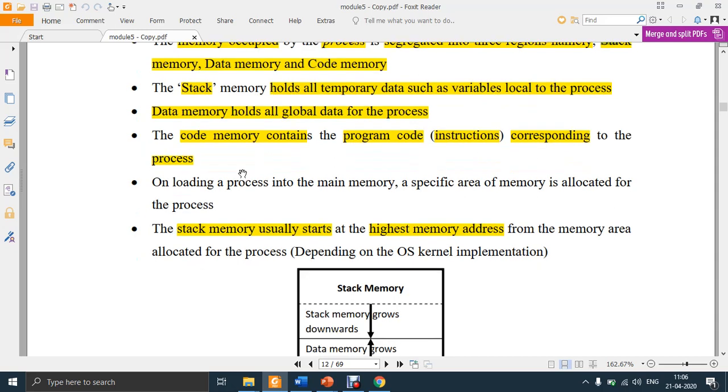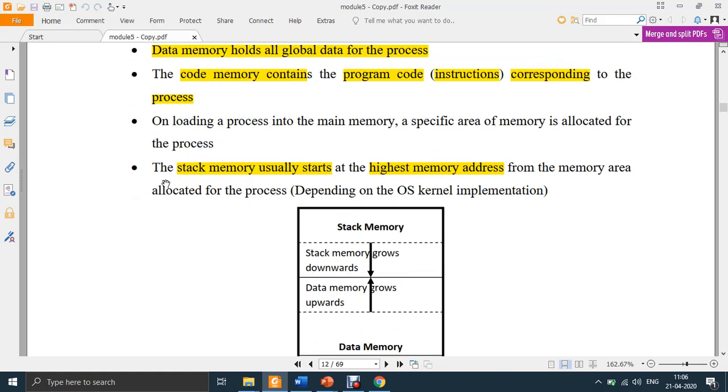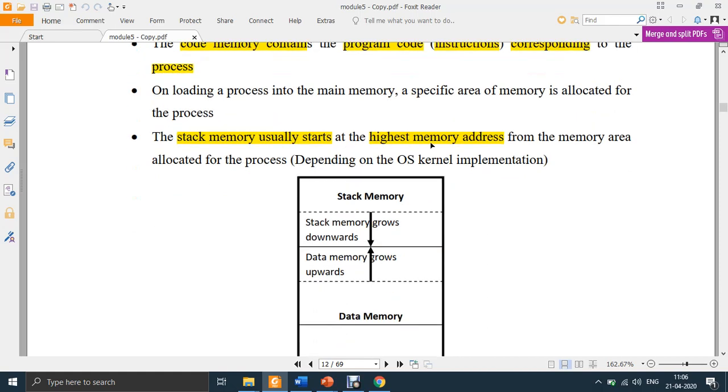They are self-explanatory. The stack memory usually starts at the highest memory address from the memory area allocated for the process. This we have seen in the ARM microcontroller.